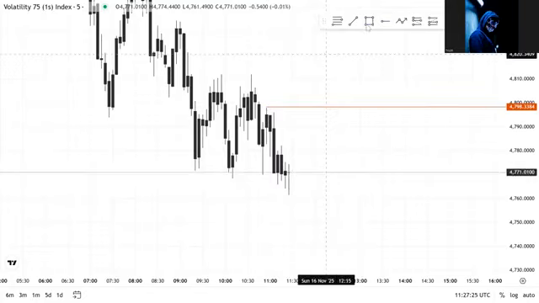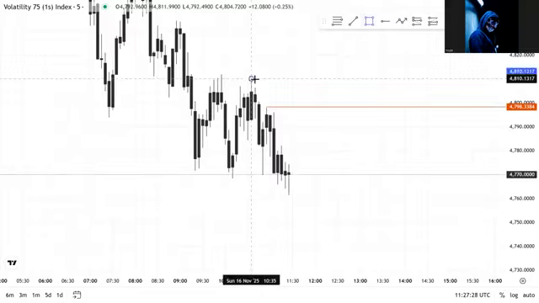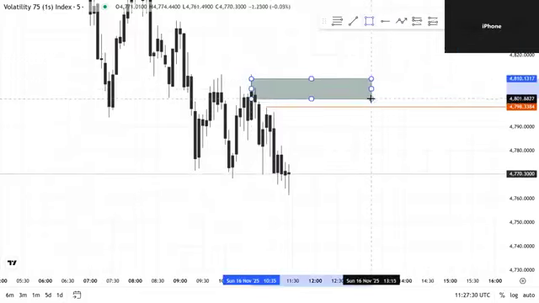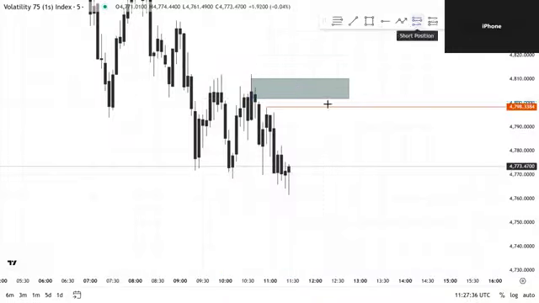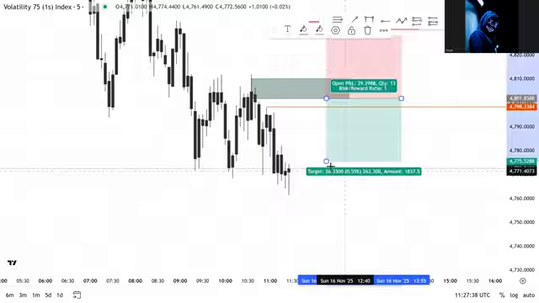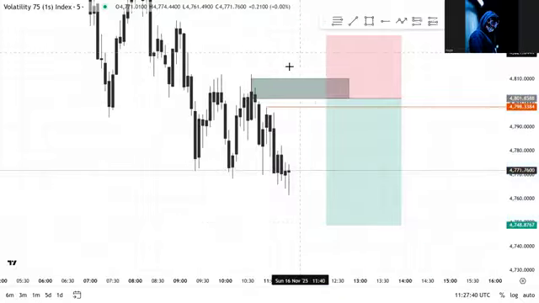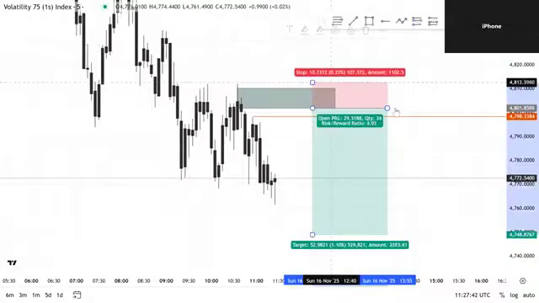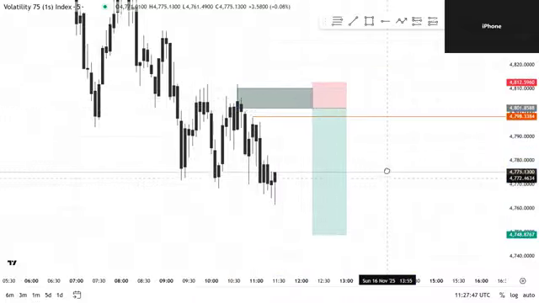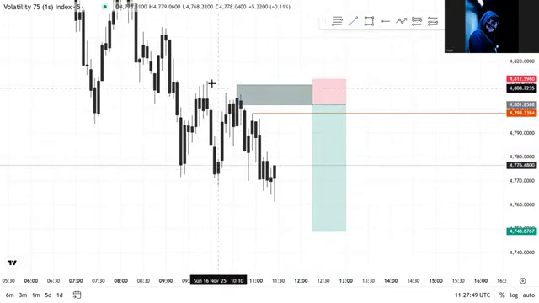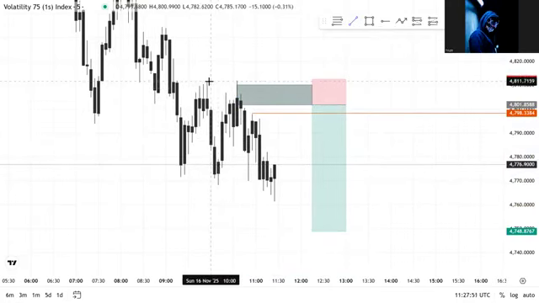I can see a type 2 setup here. Now, what I'm going to be looking for here, let me finish first. So this obviously is the setup I'm looking for. Alright, so now let me see.